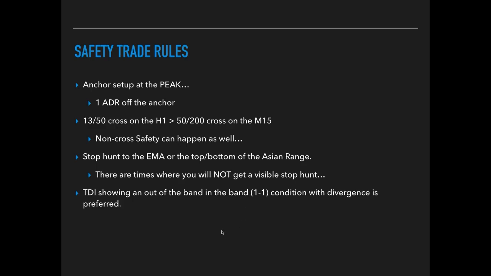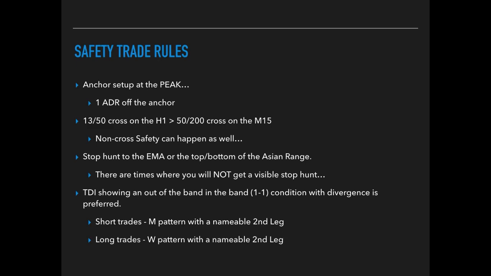Okay, on the TDI, we want to see a showing out of the band, in the band condition with divergence. Okay, that is preferred. For short trades, you're going to be looking for an M pattern with a nameable second leg. And obviously for long trades, it's going to be the opposite, right? W pattern with a nameable second leg. All right, so let's look at some examples of that.